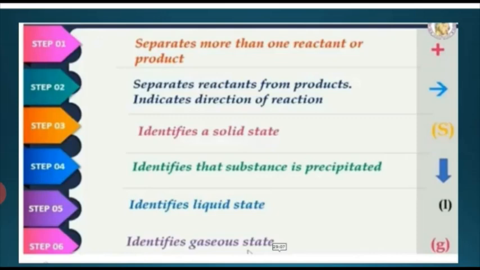Okay, so next, the same arrow mark, if it shows upward, means what? It evolved as a gas. If it is a downward arrow mark, it means it is precipitated. If it is an upward arrow mark, it means it evolved as a gas. Okay, so this is one of the easy steps to write the chemical equation.